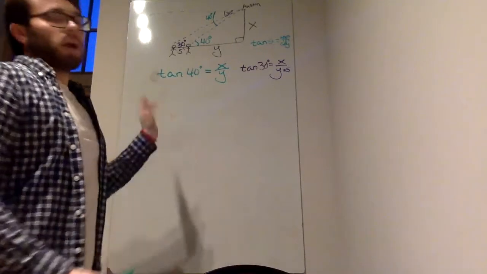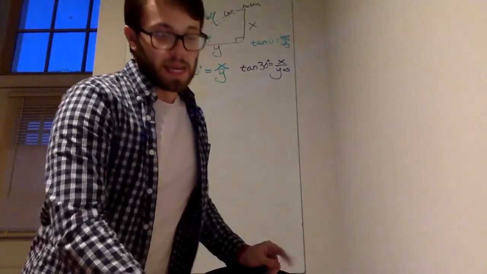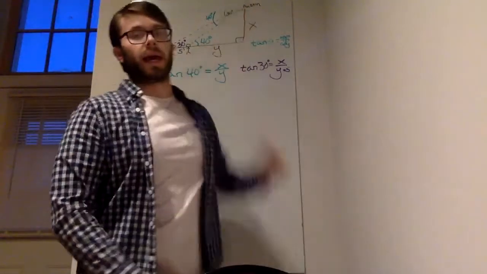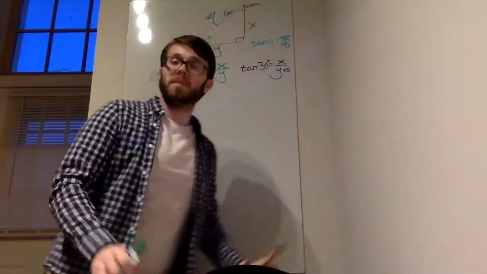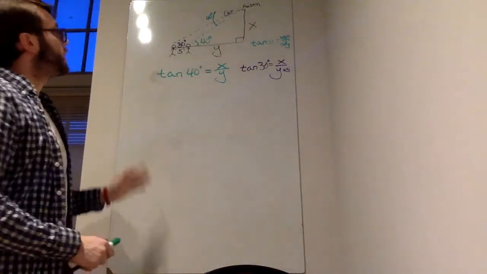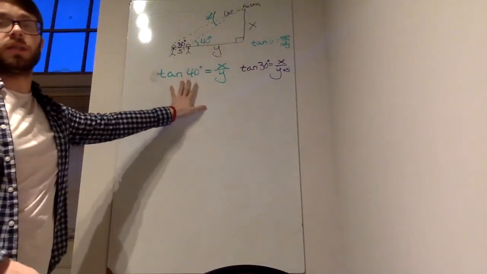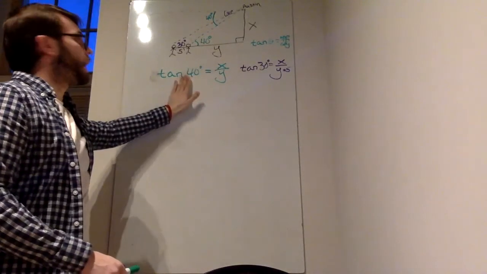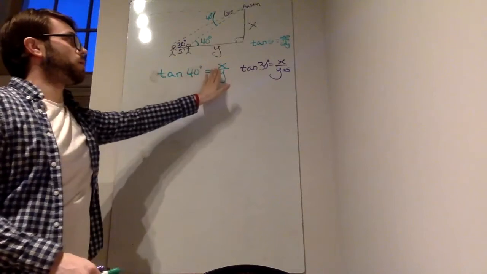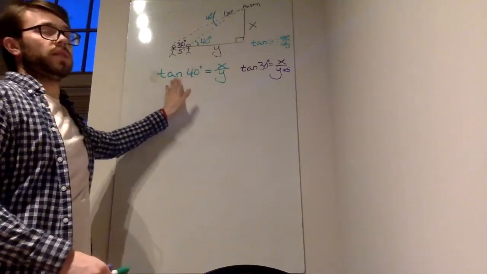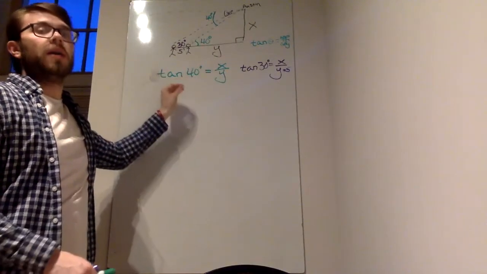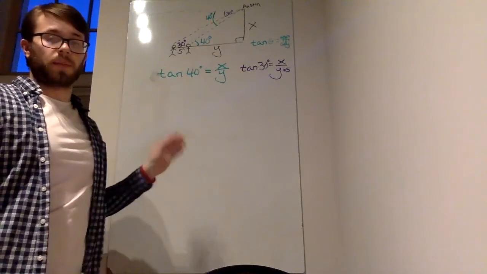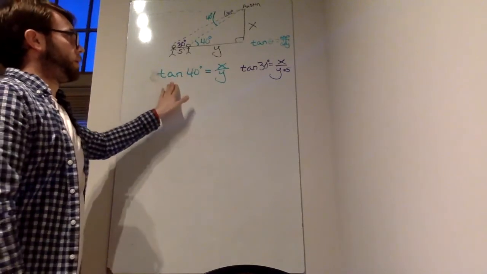But let's look back at the problem. So ultimately, the problem itself is saying, how tall is the platform? And we are saying the height of the platform is x. I don't know what x is, but I'm still trying to find it. So let's just solve both of these equations for x. Over here, again, we have x over y is equal to tangent of 40 degrees. Tangent of 40 degrees is some number. I do not know what number it is off the top of my head, but it is some number.